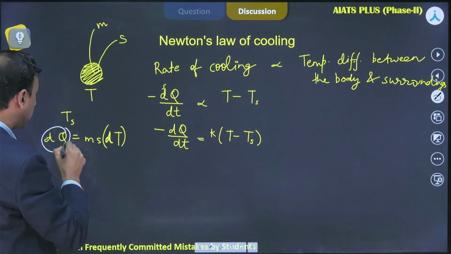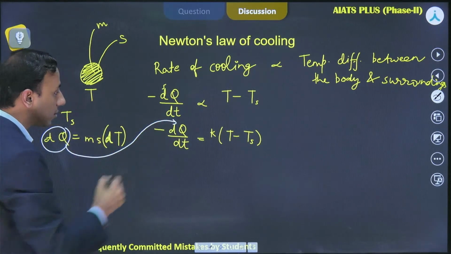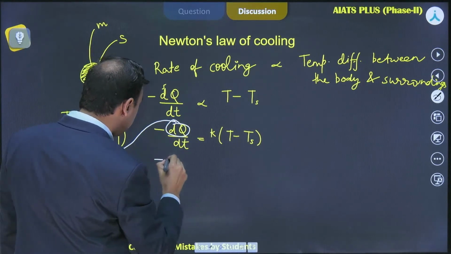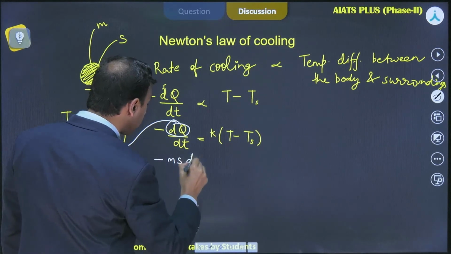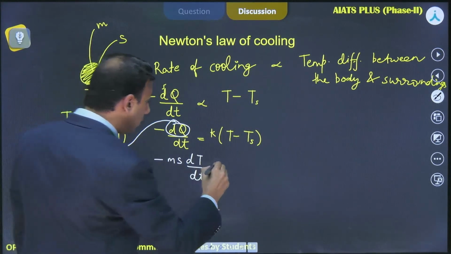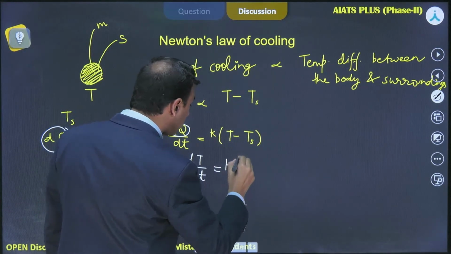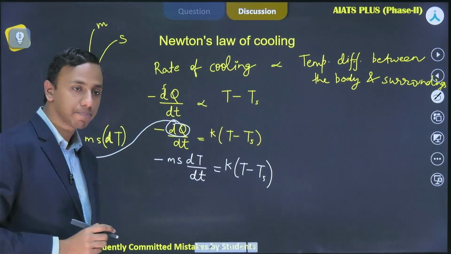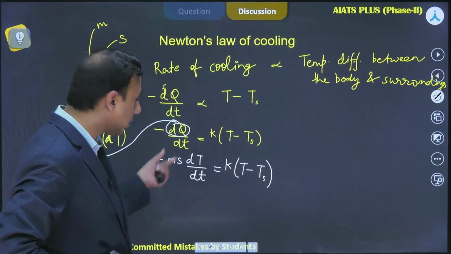So when we substitute this formula over here, isn't it? See, this dq, you can substitute over here, right? So what would you arrive at? Just put it. So minus ms dt by dt is equal to k times (T minus Ts), right? So what are these things over here?